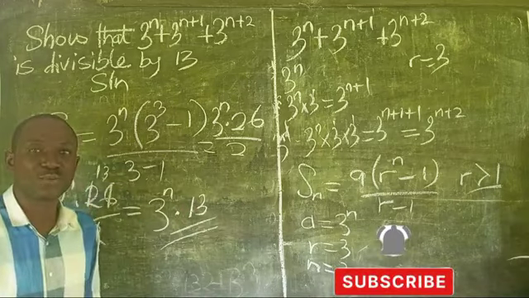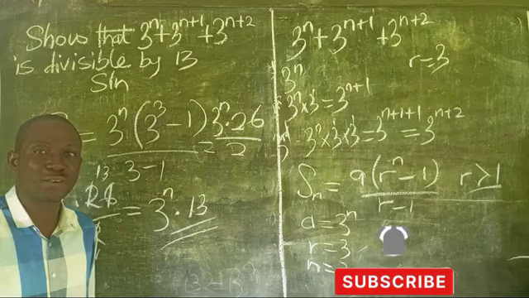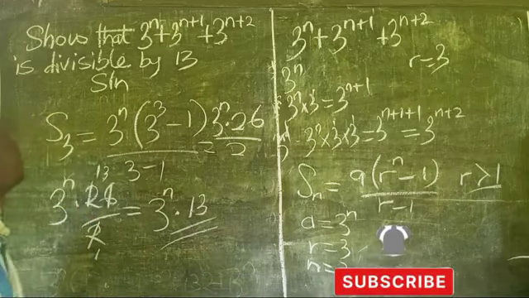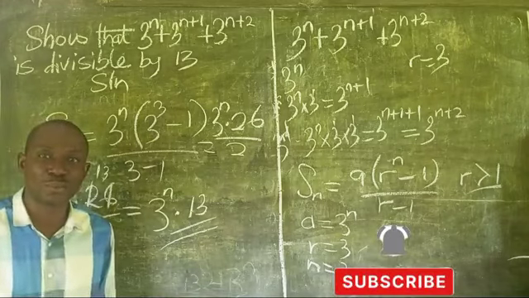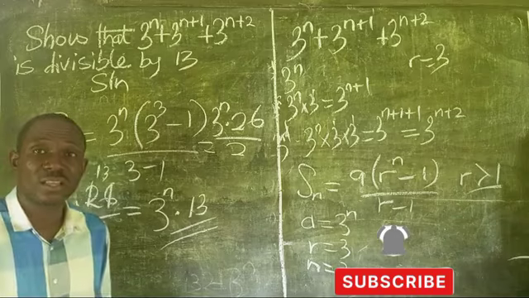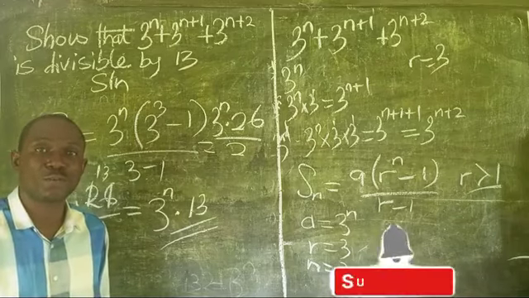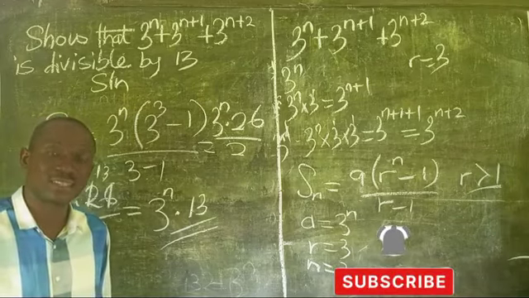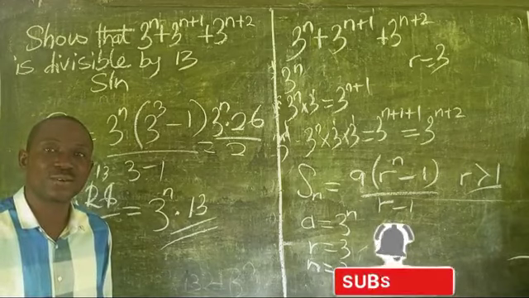The answer we got previously using the first method. That is to say, 3 raised to power n plus 3 raised to power n plus 1 plus 3 raised to power n plus 2 is actually a multiple of 13, and 13 is a factor of the sum.